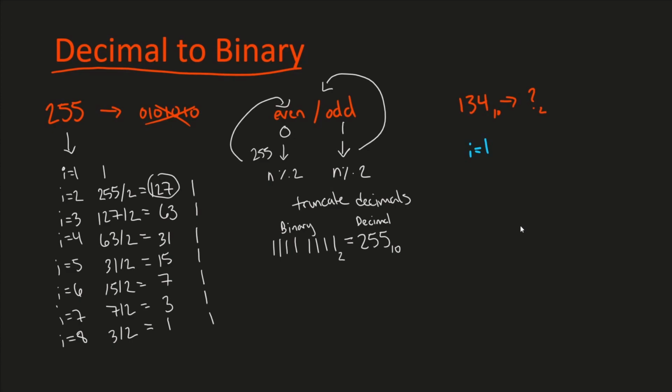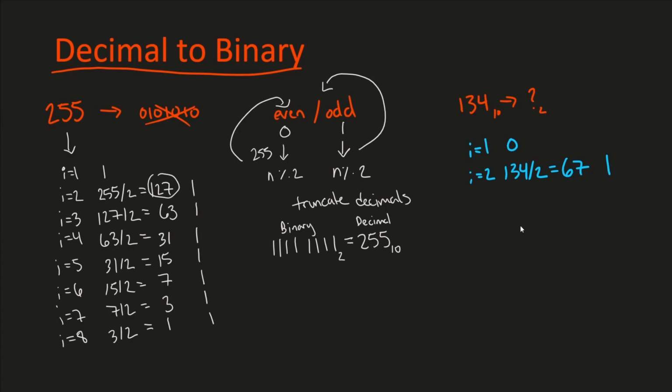Is that an even or odd number? Well, it's an even number, so we're going to use a 0. I'm going to take 134 now and divide that by 2 in our second iteration. So 134 divided by 2, what does that give us? 67. So this is a 1 because it's odd.